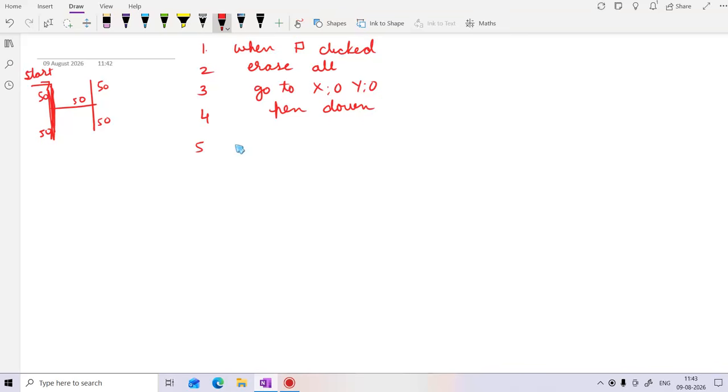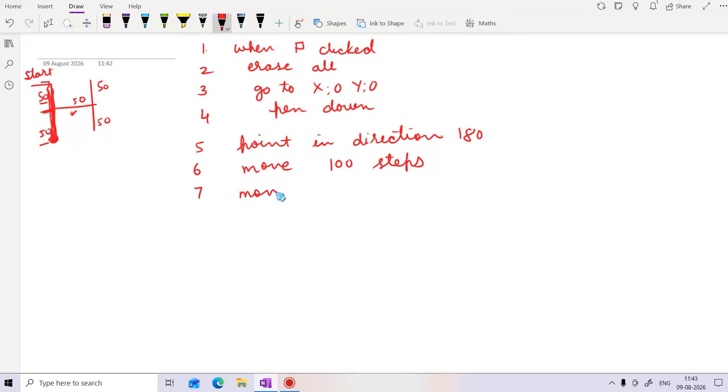Okay. So point in direction, I'll take 180 because I have to come down. And then 50 and 50 is 100. So I will join it. So move 100 steps. Fine. So done. Now number 7, I am here. Now I will come back here because I want to draw this line. From this I want to go back. So best I will use move minus 50. Cover the half distance. Minus 50 steps.